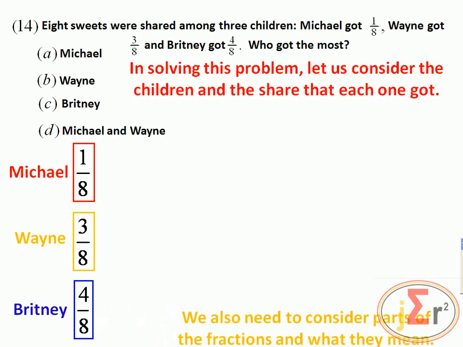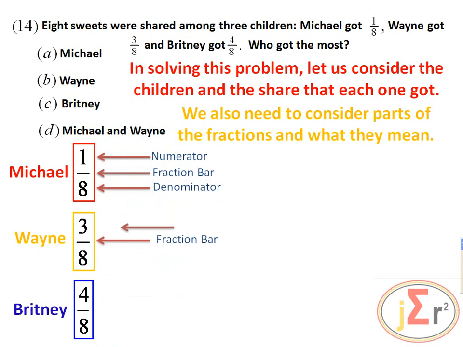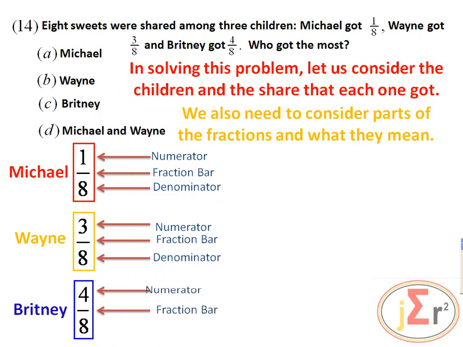According to what we have in the statement of the problem, we also need to consider parts of the fractions and what they mean. So we remember that we have our parts of the fraction. What's that? Fraction bar. Numerator and? Denominator. Right. So each fraction has its fraction bar, numerator and denominator.